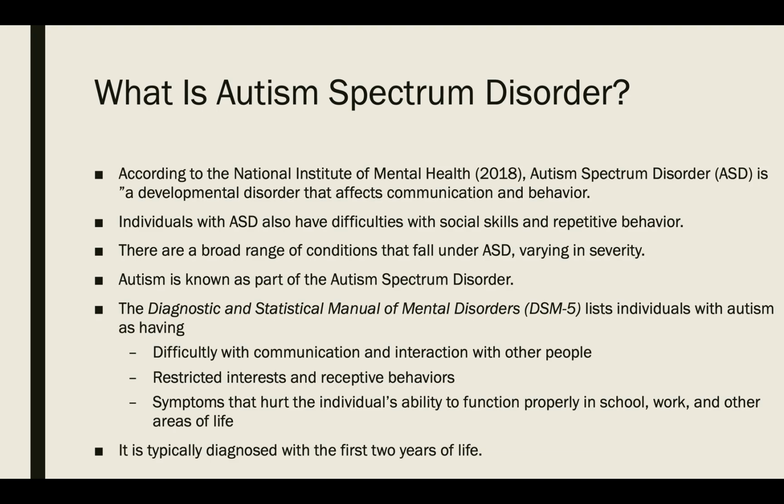The DSM-5, which has recently been reorganized, describes individuals with autism as having difficulty with communication and interaction with other people, restricted interests and repetitive behaviors, and symptoms that hurt the individual's ability to function properly in school, work, and other areas of life. ASD is typically diagnosed within the first few years of a child's life.